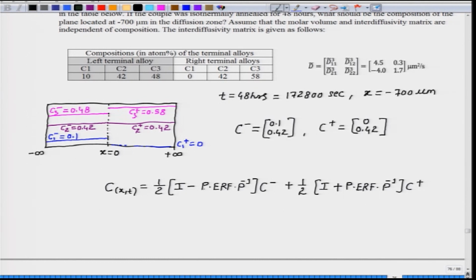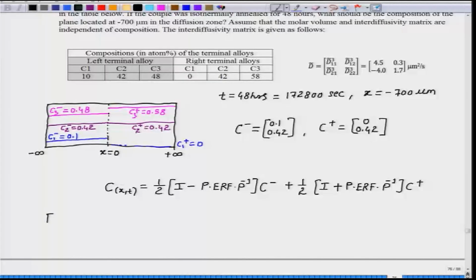Now, we know what are these matrices P, ERF and P inverse, right. ERF is essentially a diagonal matrix containing error function terms, and these error function terms are in terms of the eigenvalues of the diffusivity matrix. So, if we write ERF, it looks like error function of x over 2 root d1 t. This is a 2 by 2 diagonal matrix. So, the non-diagonal elements are 0. The second term is error function of x over 2 root d2 t.